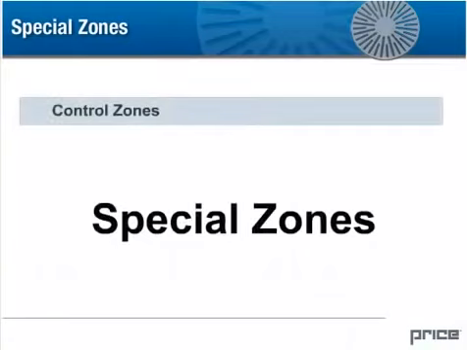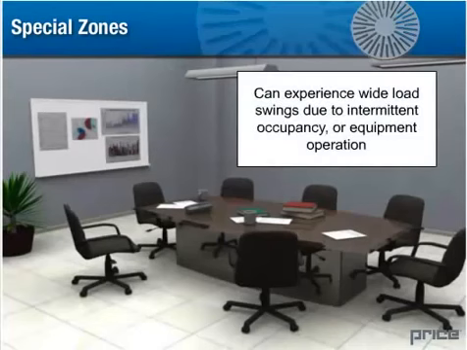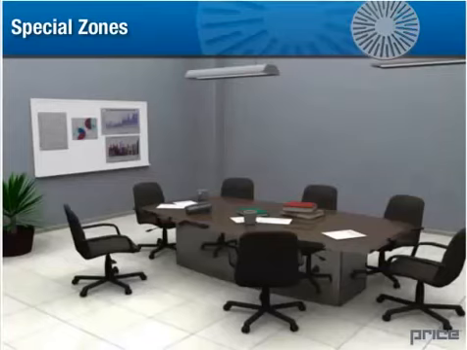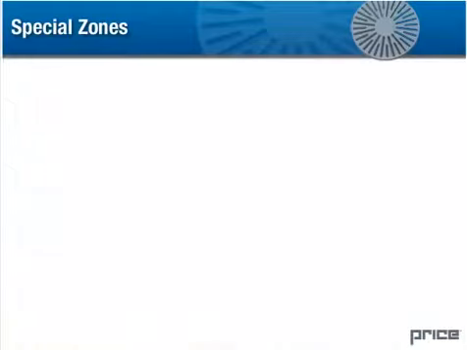to fluctuations in loads. Special zones, such as conference rooms, meeting rooms, and interior offices can experience wide load swings due to intermittent occupancy or equipment operation. The air distribution system must be able to satisfy these load swings while maintaining comfort levels in all areas. There are several options available to address special zones.